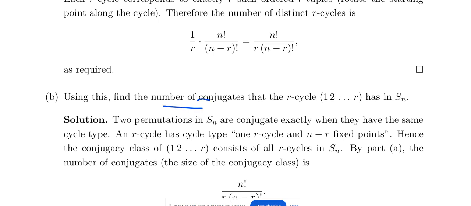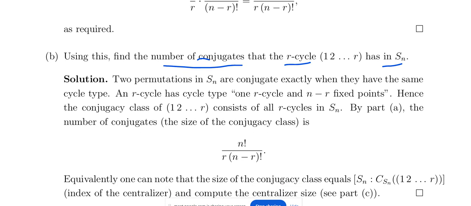Number of conjugates of the r-cycle (1 2 ... r) in Sn. Two permutations in Sn are conjugate exactly when they have the same cycle type. So the conjugacy class of (1 2 ... r) consists of the r-cycles in Sn. Using part A, the number of conjugates is equal to the number of distinct r-cycles, that is n factorial divided by r times (n minus r) factorial. So this is the same formula.